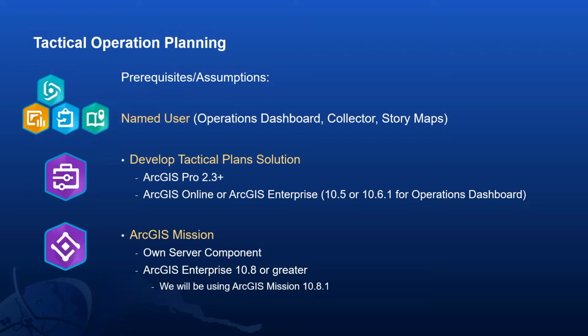For the Develop Tactical Plan solution for ArcGIS, the prerequisites there are to have ArcGIS Pro 2.3 or greater, as well as having an ArcGIS Online or an ArcGIS Enterprise deployment. With the new Operations Dashboard, you need to have a 10.6.1 deployment or greater. And then finally, ArcGIS Mission is its own server component, which requires ArcGIS Enterprise 10.8 or greater. We will be using ArcGIS Mission for ArcGIS Enterprise 10.8.1 release, which has more functionality than the ArcGIS Enterprise 10.8 release for ArcGIS Mission.